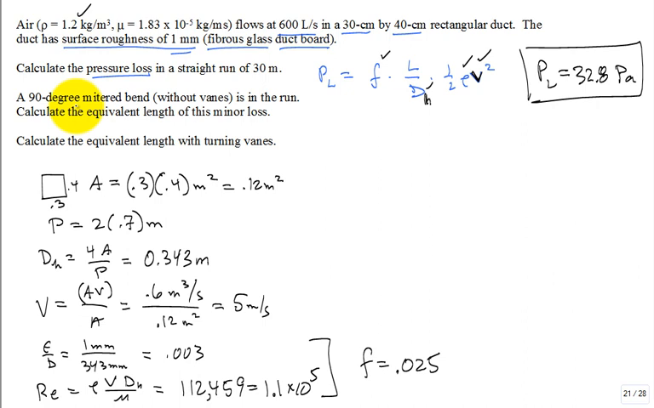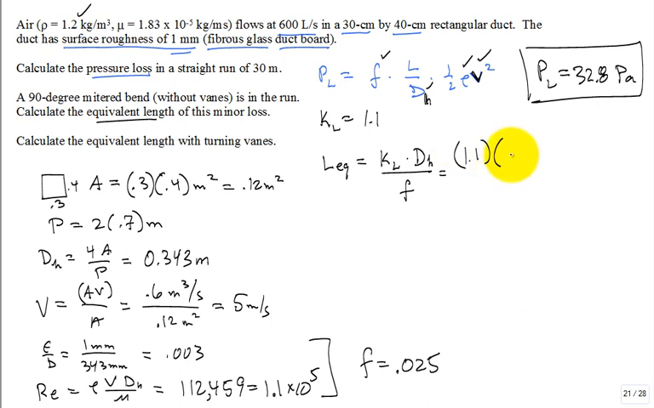Now you have a 90-degree mitered bend without turning vanes in the run. Calculate the equivalent length of this minor loss. Well, the loss coefficient was for a non-mitered 90, 1.1, true? But they want the equivalent length. Well, basically the length equivalent is equal to the loss coefficient times the hydraulic diameter divided by that friction factor. So 1.1 times the hydraulic diameter, 0.343 meters, divided by 0.025. It's equal to what?